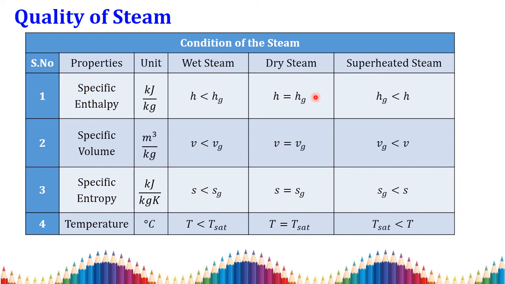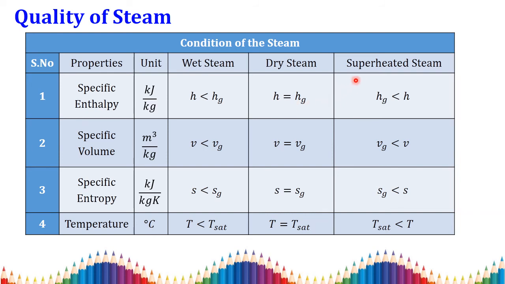How these qualities are classified was explained in detail in the previous lectures. If you have any doubt, you can go through the previous lecture. I am just recalling that. If the given specific enthalpy is lesser than the specific enthalpy of saturated vapor, then it is called wet steam. When the given specific enthalpy is equal to the saturated specific enthalpy of vapor, it is called dry steam. Here the x value is equal to 1.